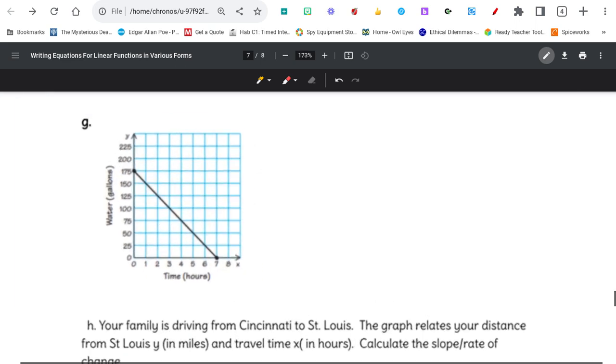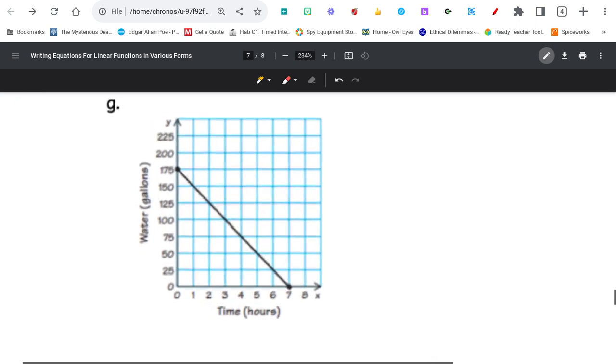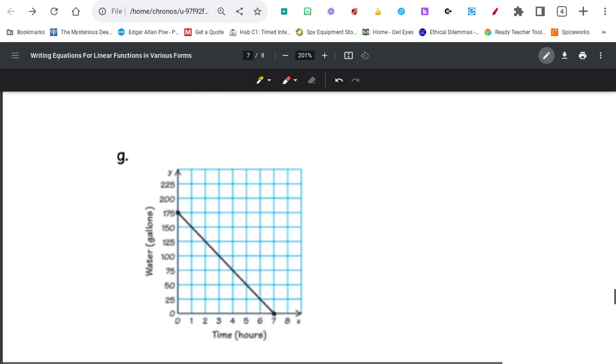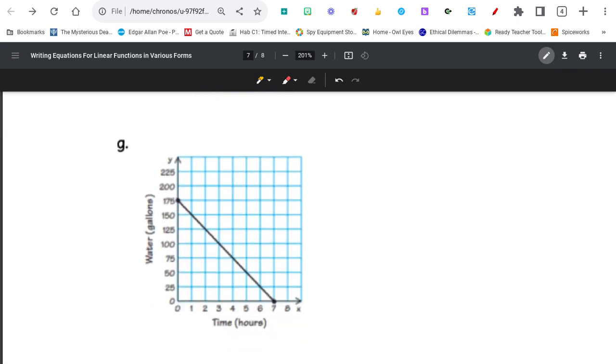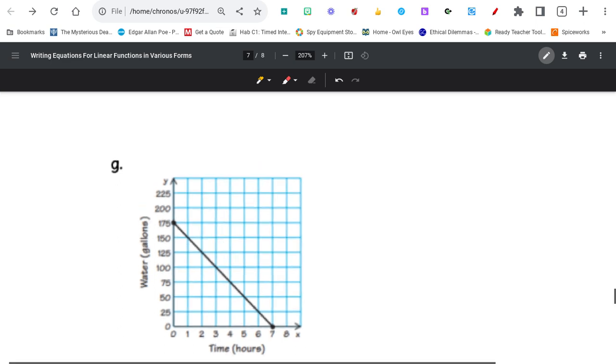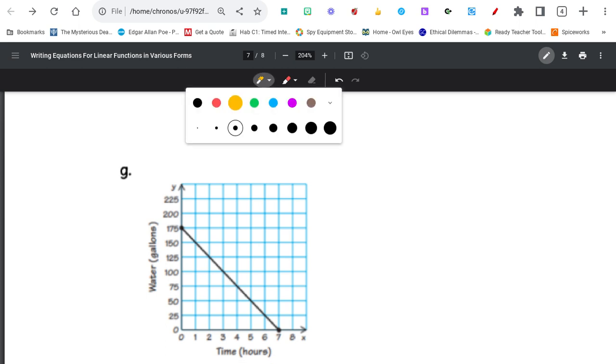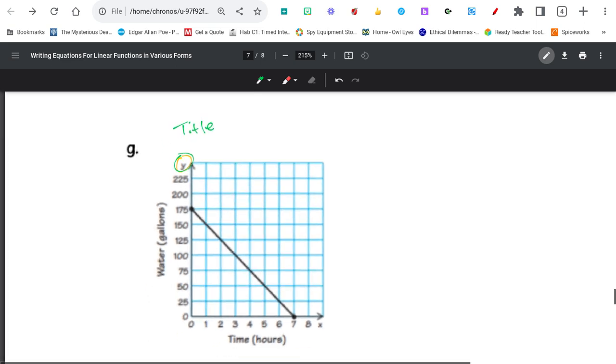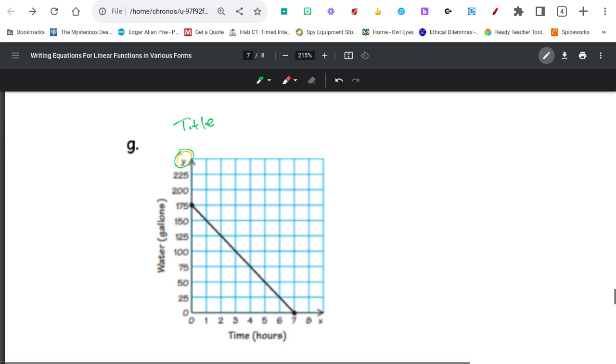Okay, let's look at a real life problem. Okay, let me see what this is. All right, so I can tell you on the y-axis, guys, because I don't have a title. I'm missing a title. I'm going to put a title up here just by looking at what's on the y-axis, and that's my fault. So on the y-axis, we have gallons of water.